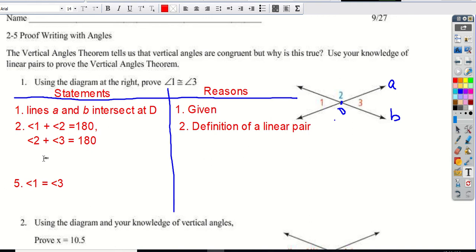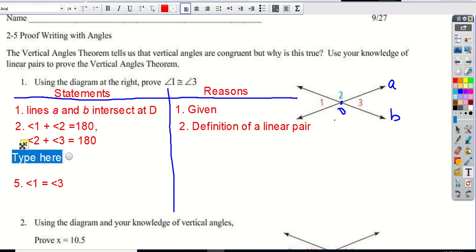I have 2, and I want to get 1 equal to 3. I need how many? Just 1, right? Just 1 equation. How do I go from these 2 equations into 1? What do we know about the equations? They both equal. So all I can do now is set them equal to each other, okay?